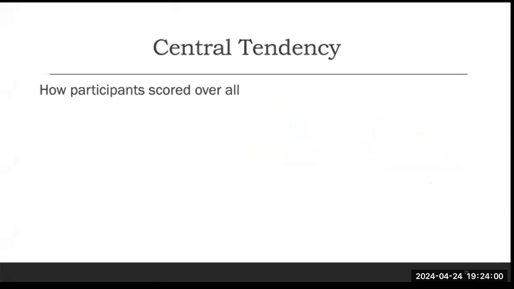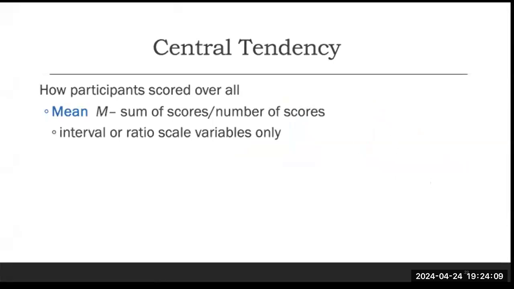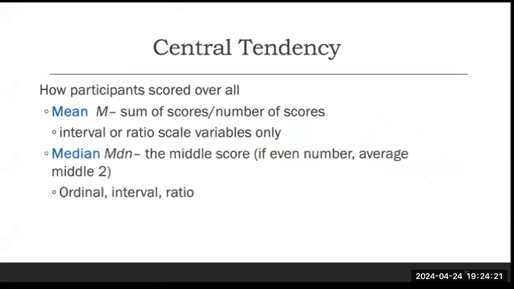Central tendency is what we call the value that helps us determine how participants scored overall. There are 3 measures of central tendency. We have the mean, which is the sum of all the scores divided by the number of scores. We can only use this for interval or ratio scale variables. If you have an ordinal scale variable, you will have to use median or mode. Median is the middle score. If you have an even number of scores, you take the average of the middle 2, and that would be your median. For median, we can use that for ordinal, interval, or ratio scale variables.